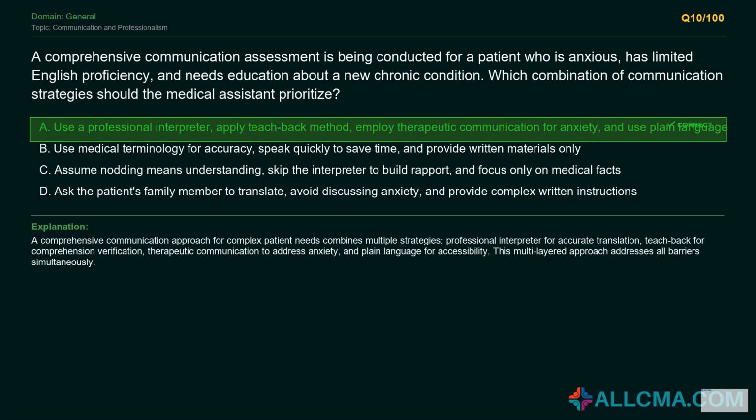A comprehensive communication approach for complex patient needs combines multiple strategies: professional interpreter for accurate translation, teach-back for comprehension verification, therapeutic communication to address anxiety, and plain language for accessibility. This multi-layered approach addresses all barriers simultaneously.